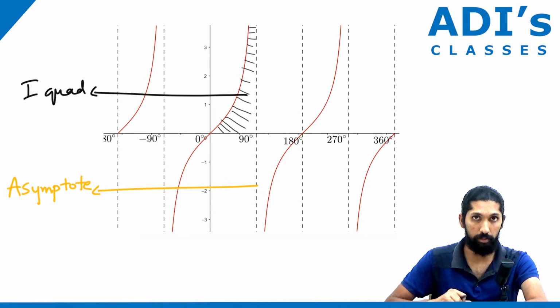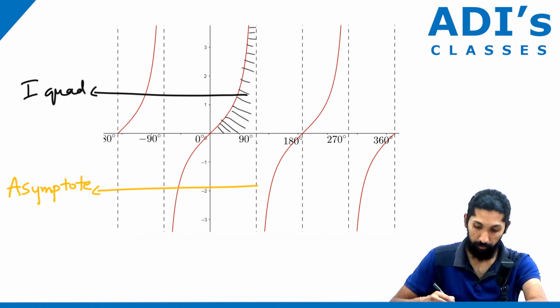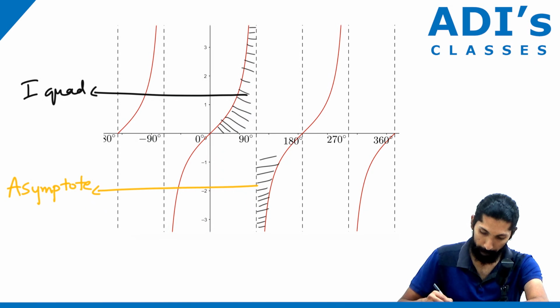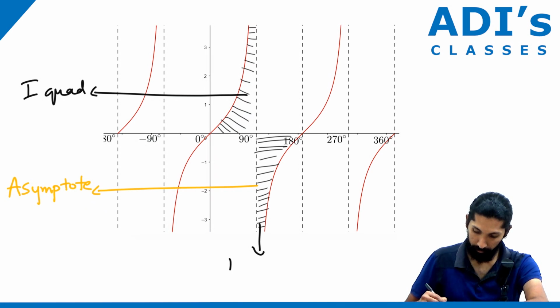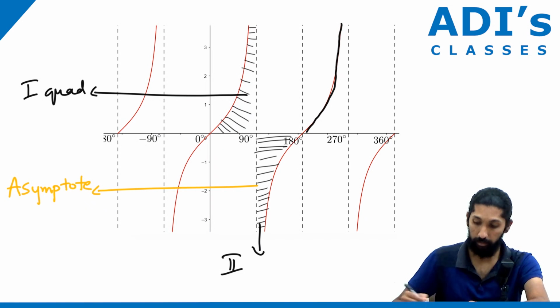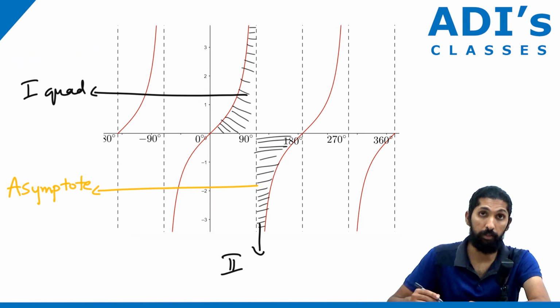first quadrant, it's positive. Second quadrant, tan is negative, right? So in this case, the second quadrant is from 90 to 180, which basically is this part. See here, this part. This is going to give us the second quadrant. Again, in the third quadrant, tan is positive. See, in the third quadrant, this is the positive part.